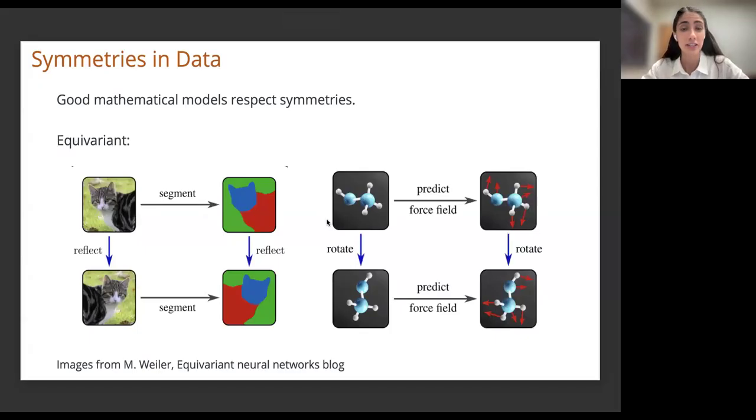But we also have equivariant models, where doing a transformation of our data results in a transformation of our model or of our prediction. So in image segmentation, if we reflect the image of the cat, then our model should reflect accordingly how it's doing the segmentation. Or if we rotate a molecule, then the different forces should be rotated accordingly. So we have invariant or equivariant models.